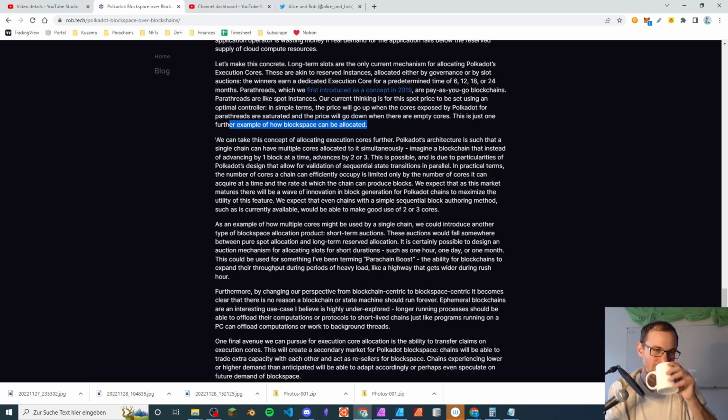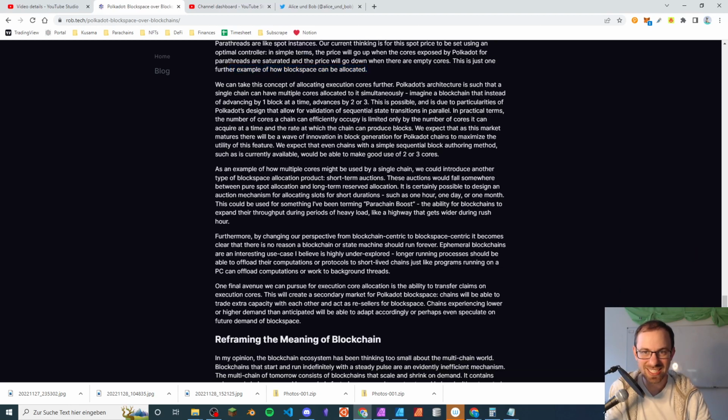Okay, now it gets wild. We can take this concept of allocating block execution cores further. Polkadot's architecture is such that a single chain can have multiple cores allocated to it simultaneously. Imagine a blockchain that instead of advancing by one block at a time, advances by 2 or 3. This is possible due to particularities of Polkadot's design that allow for validation of sequential state transitions in parallel. In practical terms, the number of cores a chain can efficiently occupy is limited only by the number of cores it can acquire at a time and the rate at which the chain can produce blocks.